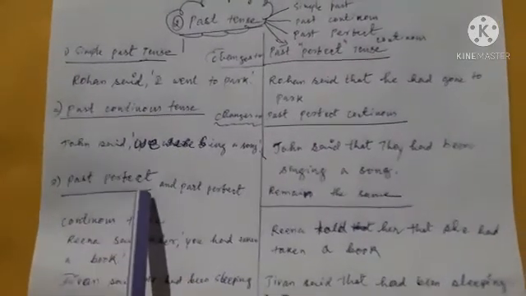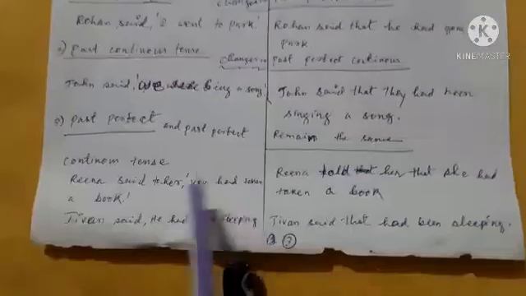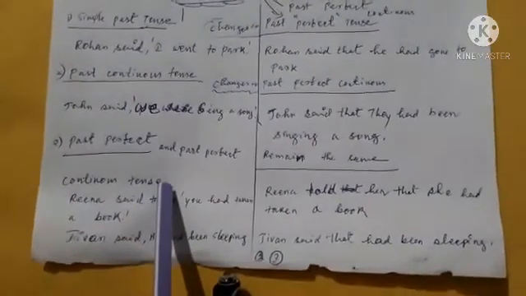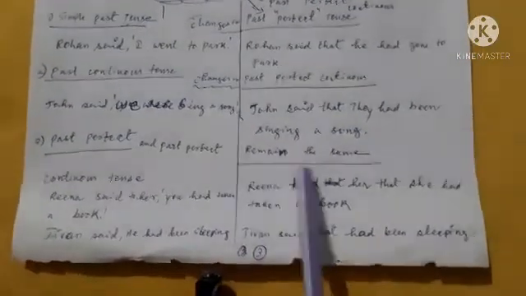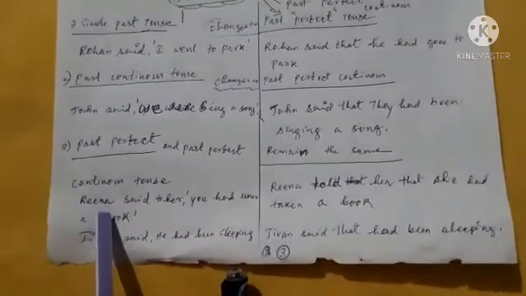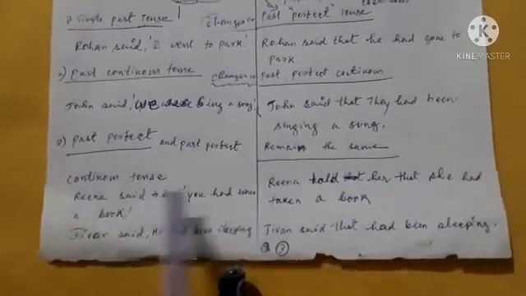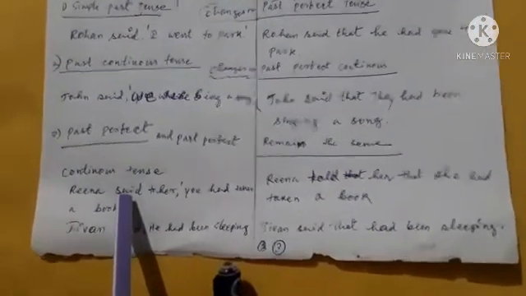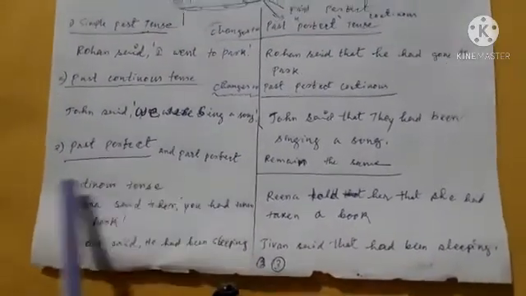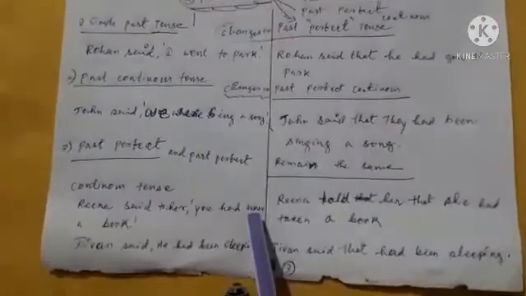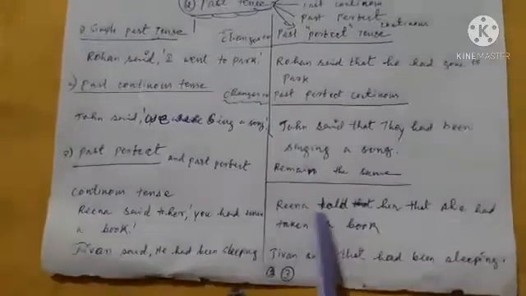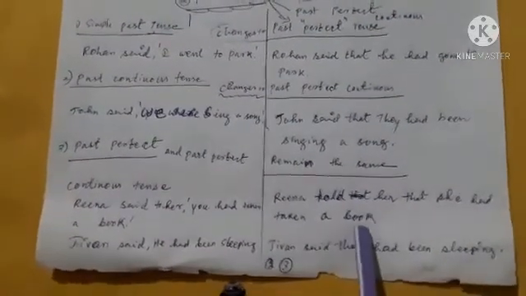Now let us see the third form of past tense, that is past perfect tense. Remember, past perfect tense and past perfect continuous tense do not change, they remain the same in indirect speech. You need to remember. For example, Rina said to her, "You had taken a book." This sentence is in past perfect tense, and therefore it remains same in indirect speech as Rina told her that she had taken a book.